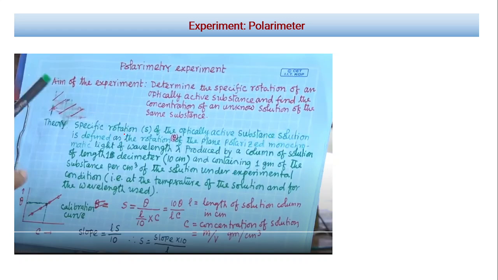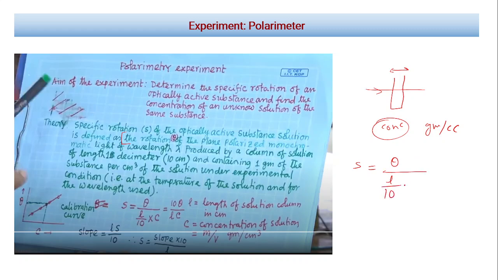This is defined as the rotation of plane polarized monochromatic light of wavelength lambda produced by a column of solution of length 1 decimeter and containing 1 gram of substance per cc of the solution, under experimental conditions, that is the temperature of the solution and the wavelength used. So if I have something like this, we take the length of the solution, because light has to pass through it, so through how much thickness it passes is important. We denote that as L, the length of the solution column. Then the concentration of the solution is also very important, which we define in gram per cc.